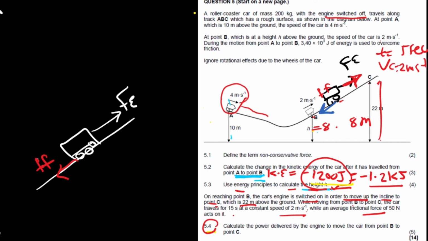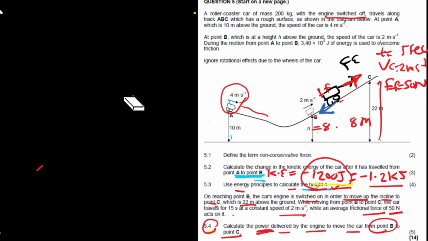Now what do they say here? Let's go to the question. They say friction force we have equal to 50. Friction force is a force, people, so it's going to be in Newton. Now calculate the power delivered by the engine to move the car from B to C. Because this car is moving because of the engine, we want to find out the power delivered by the engine.